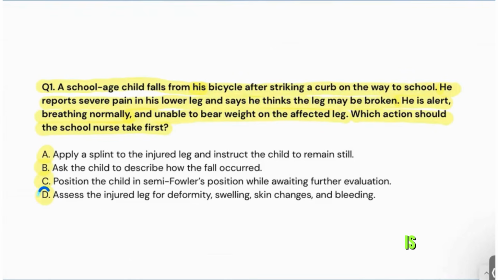The correct answer is letter D. The main reason letter D is correct is that assessment comes before intervention when the child is stable. Determine neurovascular and injury status before splinting. Letter A is incorrect because splinting comes after assessment. Letter B is also incorrect because mechanism is important but not the immediate priority. And letter C is incorrect because semi-Fowler's does not address the injury. So A, B, and C are incorrect.